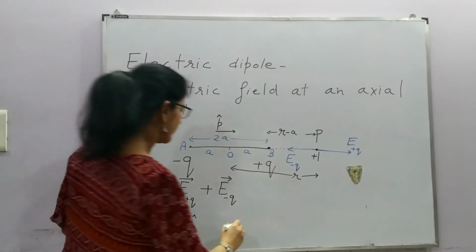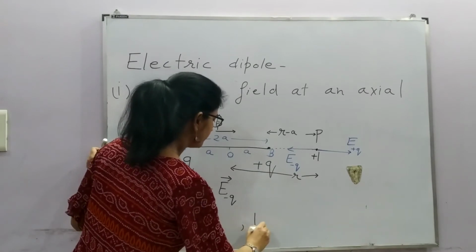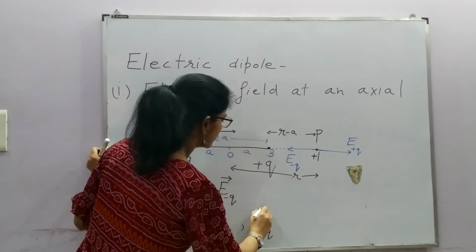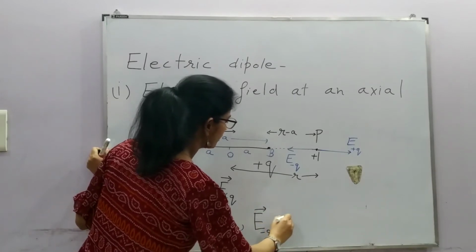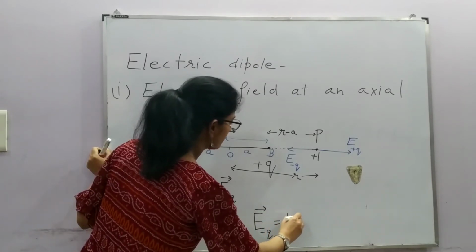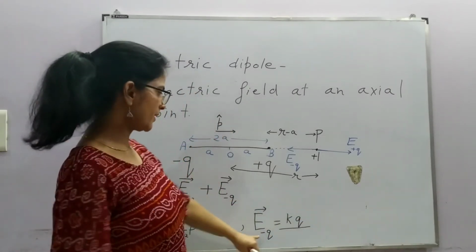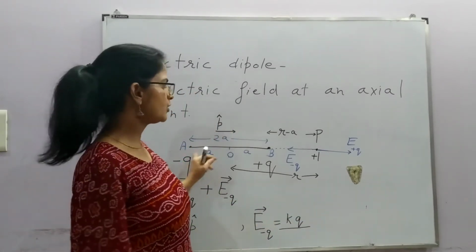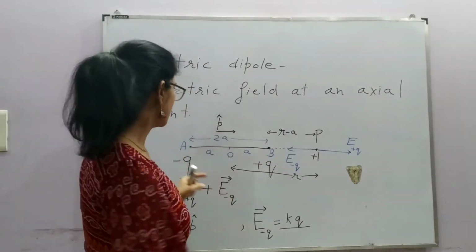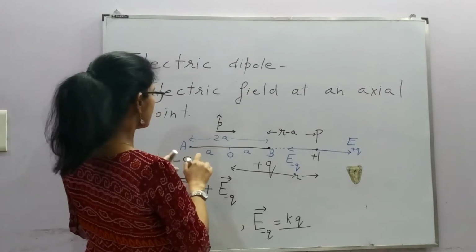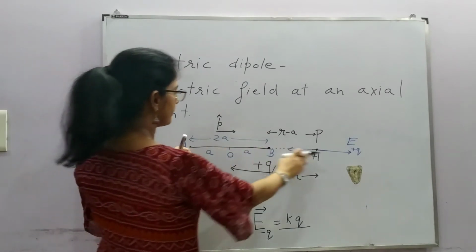Now I have to find the electric field due to minus q charge. This will again be K Q upon the separation of minus q and point P, the square of this separation. So what is this separation between minus q and P?